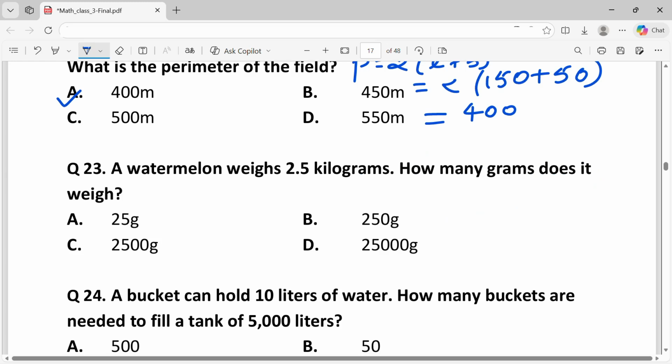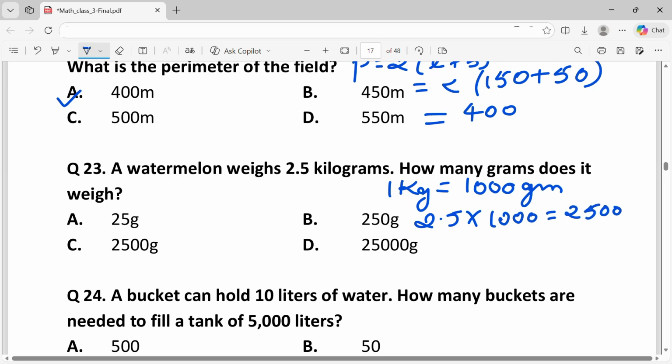Question 23. A watermelon weighs 2.5 kgs. How many grams does it weigh? We know that 1 kilogram is equal to 1000 grams. So 2.5 kilograms is equal to 2.5 times 1000 grams, which is equal to 2500 grams. That is option C.